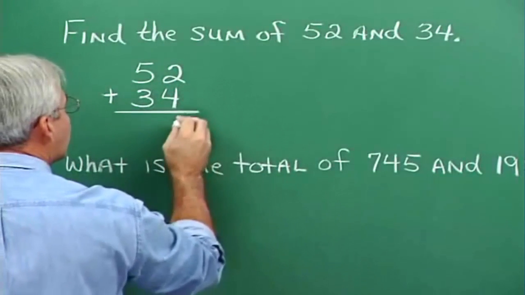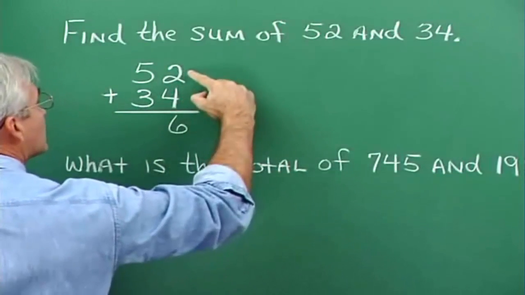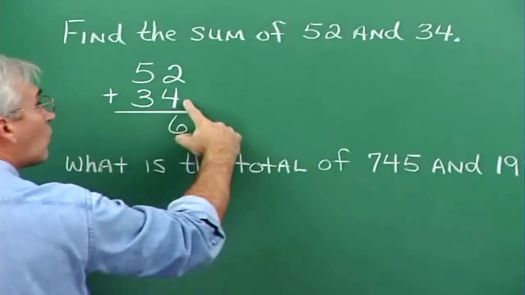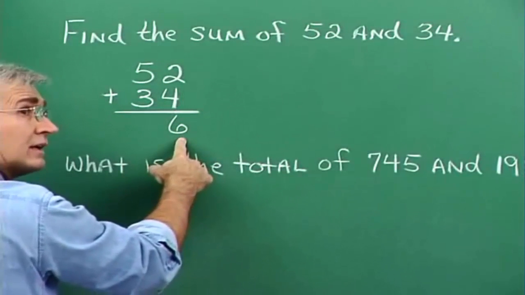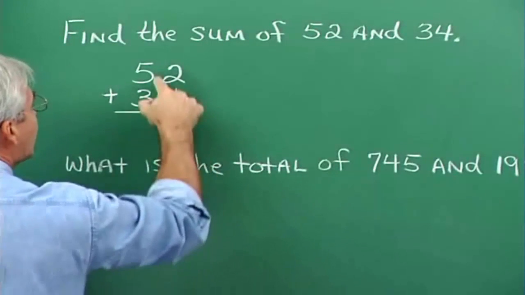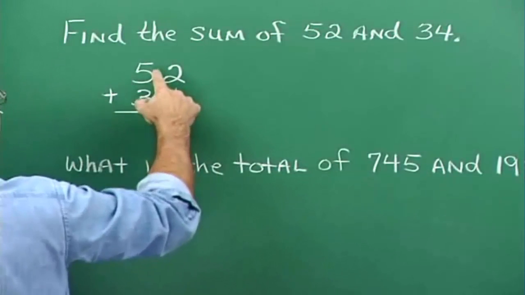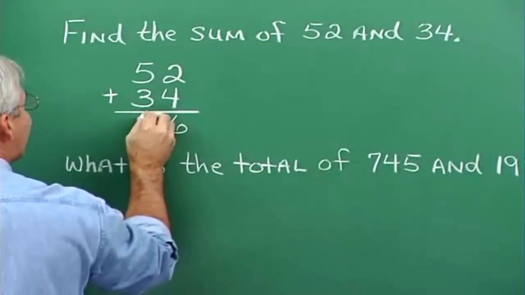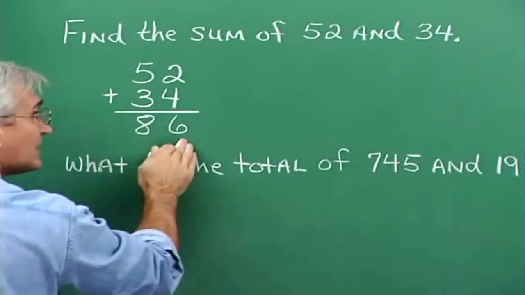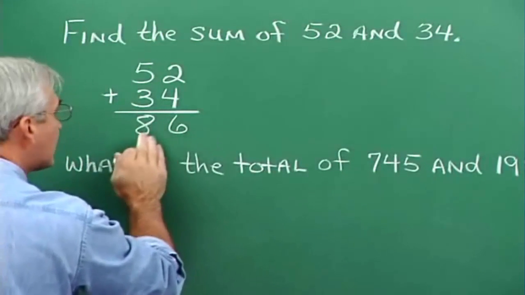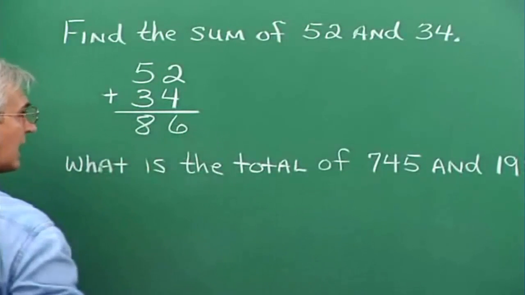Now, 2 and 4 is 6, and notice that this is 2 ones and this is 4 ones from the other number. We get a total of 6 ones, you see, in our answer. And 5 tens and 3 tens will give 8 tens. So our answer contains 8 tens and 6 ones. Oh, that's the number 86. You see, that's the idea.